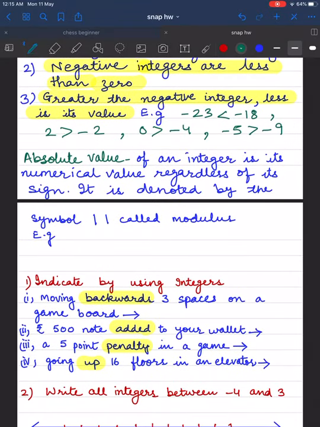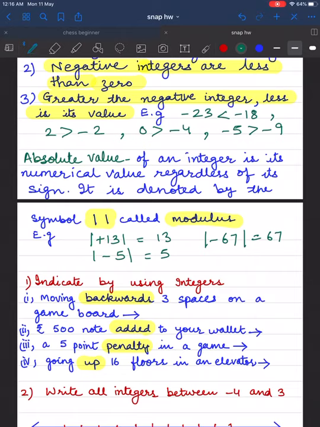Now let's learn about absolute value of an integer. Now absolute value of an integer is its numerical value regardless of its sign. It is denoted by the symbol two vertical lines called modulus. Now for example, the absolute value of plus 13 is 13. Absolute value of minus 5 is 5. Absolute value of minus 67 is 67.